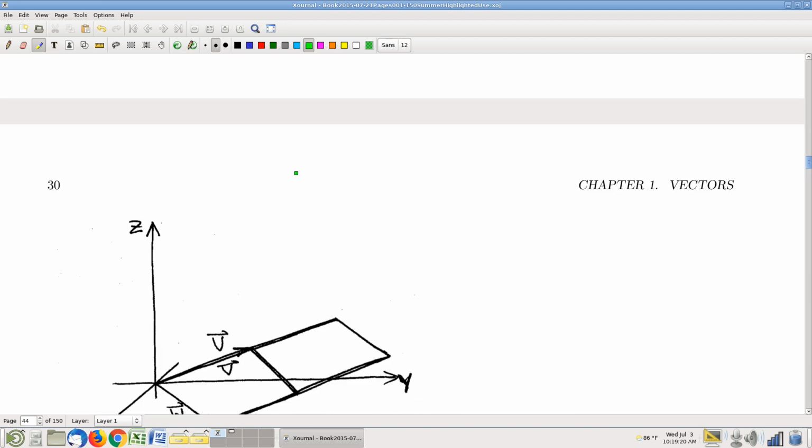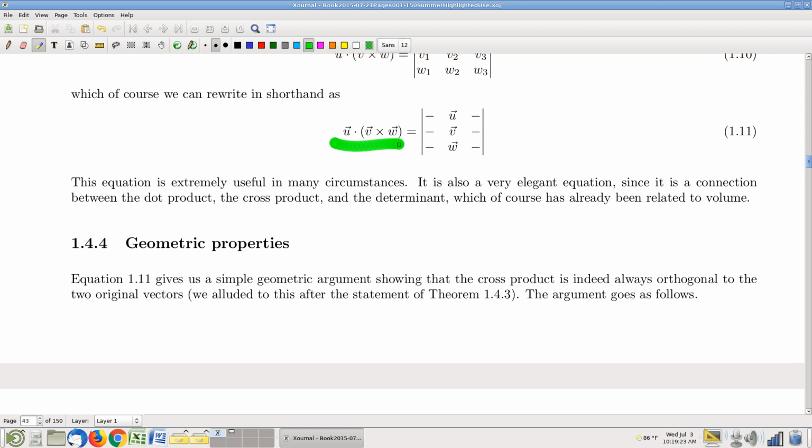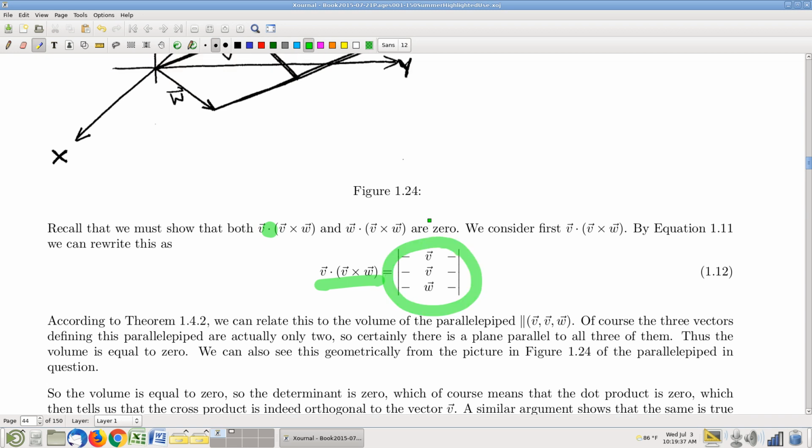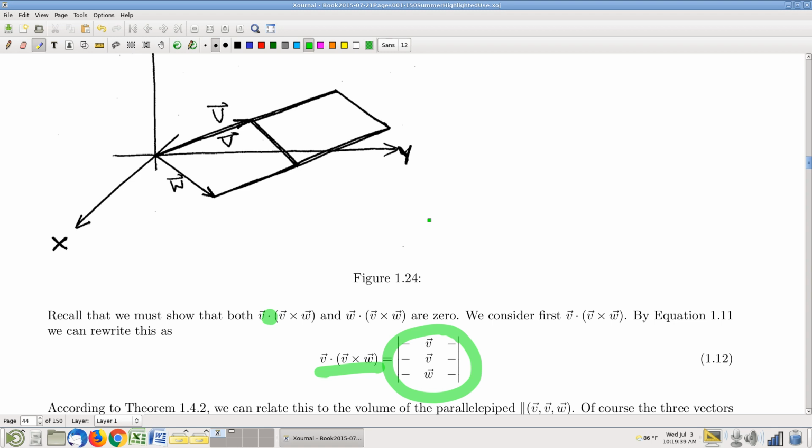And what we just saw over here is that triple products are determinants. How about that? First connection. So the dot product in question is a triple product, and triple products are determinants. Well, I also know, as a side note, that triple products are volumes. Absolute value, sure.